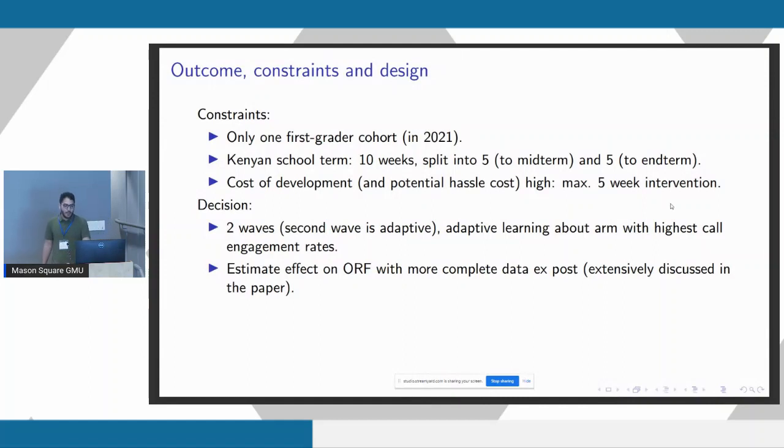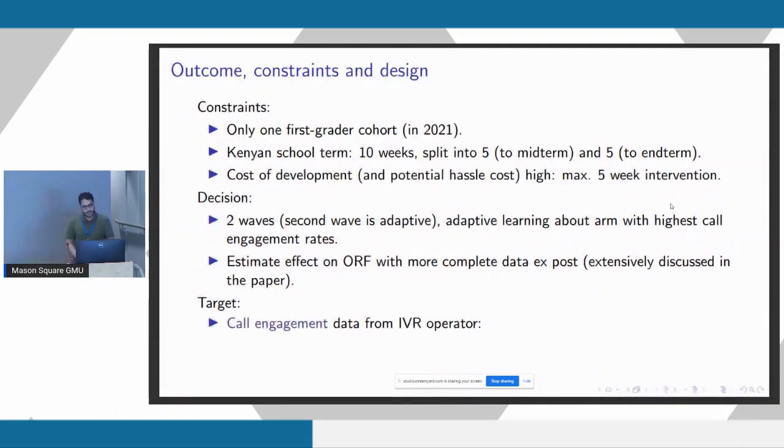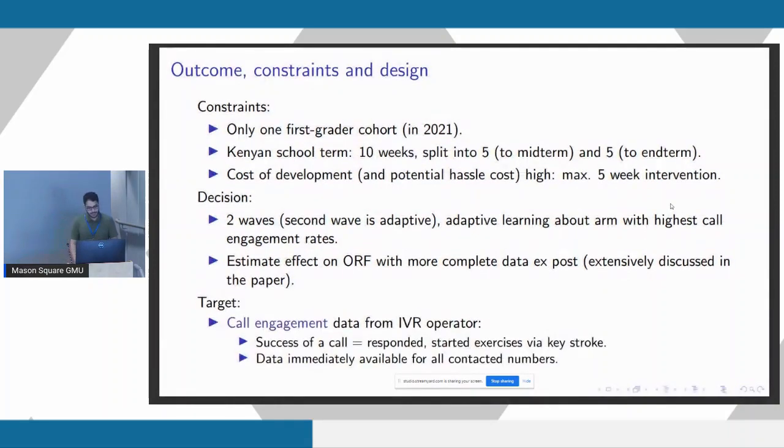We also argue in the paper that we can estimate the effect on ORF, on reading fluency, using a more complete data ex post. So I said that we are going to be targeting call engagement, but how do we define this? This is defined as whether the parent has answered the call and also they have started exercises via keystroke. This data is immediately available for all contacted numbers.